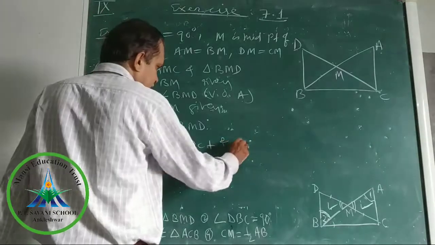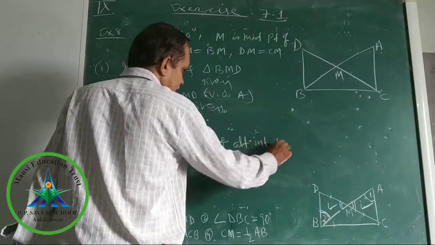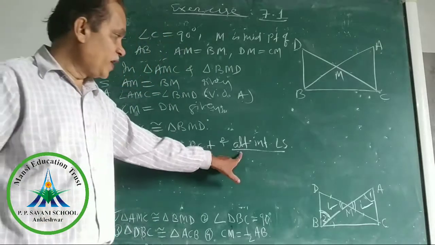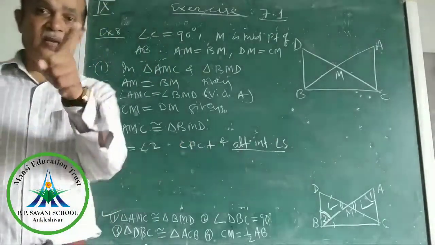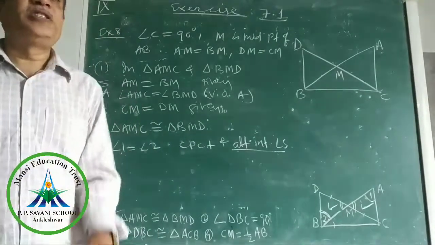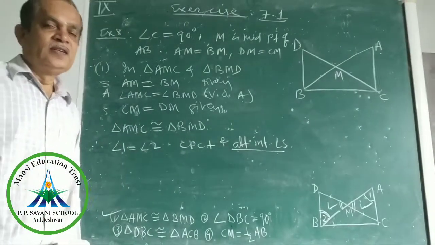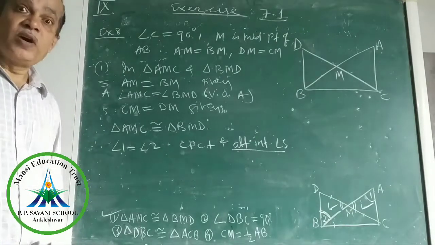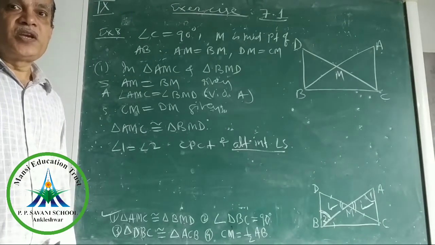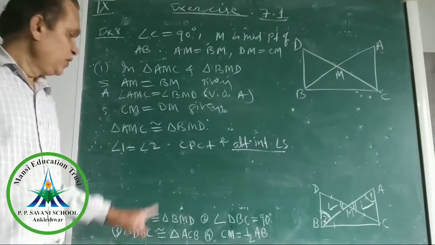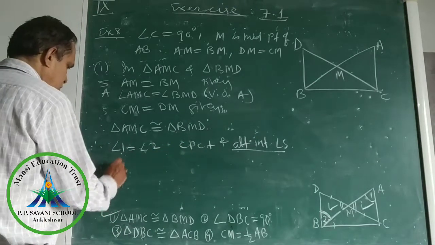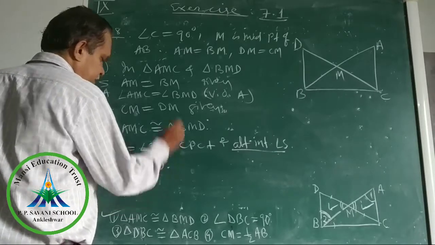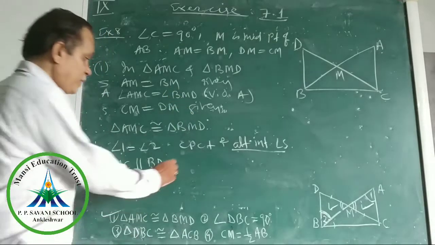And alternate interior angles, write down again. Because these alternate interior angles are equal, the given lines are parallel. We have proved this theorem: if two lines are parallel, then alternate interior angles are always equal. Its converse: if alternate interior angles are equal, then the given lines must be parallel. Therefore, we will write AC parallel BD. Very important.